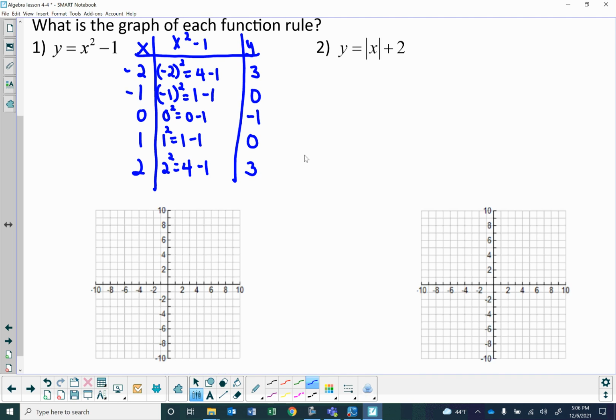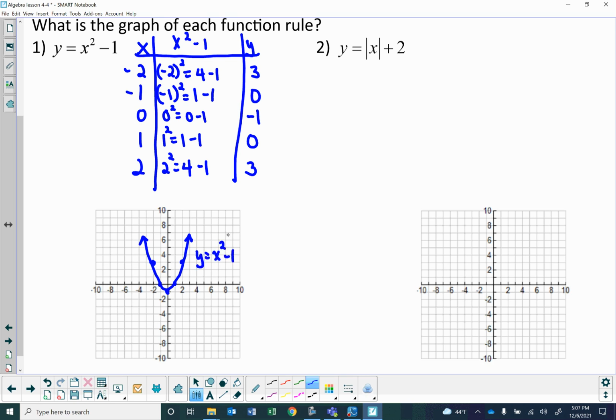This is a nonlinear graph, which means we're not going to play connect the dots like we did when we were younger, because it'll look like a really weird graph. So let's graph. -2, positive 3 is here. -1, 0 is here. 0, -1 is here. 1, 0 is here. And 2, 3 is here. This is what we call a parabola. And we want to graph it with a smooth curve. It looks something like that. We don't play connect the dots. It's a nice little curved graph, y equals x squared minus 1.